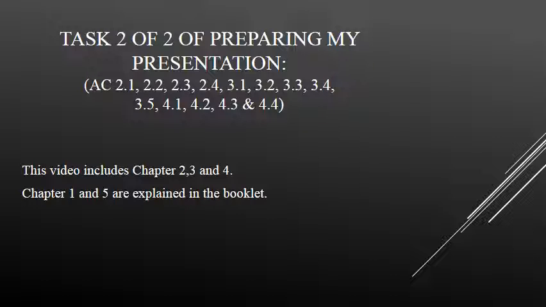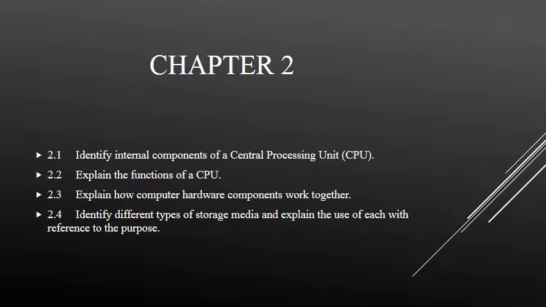This video includes the assessment criteria to present chapters 2, 3 and 4. Chapter 1 and 5 are explained in the booklet. The following 4 topics are discussed under Chapter 2. Identify internal components of a central processing unit, explain the functions of a CPU, explain how computer hardware components work together, identify different types of storage media, and explain the use of each with reference to the purpose.